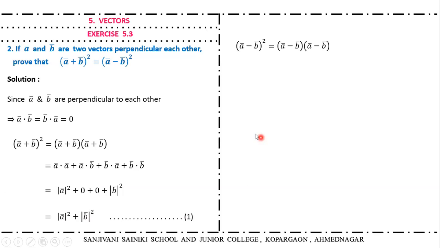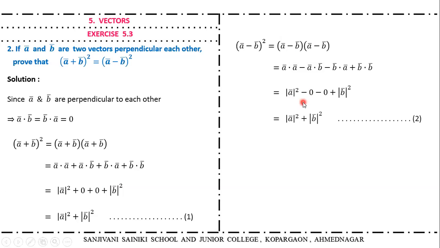Now let us solve a bar minus b bar bracket square. Now how can one simplify this? a bar minus b bar bracket square can be written as a bar minus b bar dot a bar minus b bar. We use the definition of the dot product to simplify it. a bar dot a bar minus a bar dot b bar minus b bar dot a bar plus b bar dot b bar. Again, we use the same formula here also. So we get modulus of a bar square plus modulus of b bar square. This is our equation number 2.